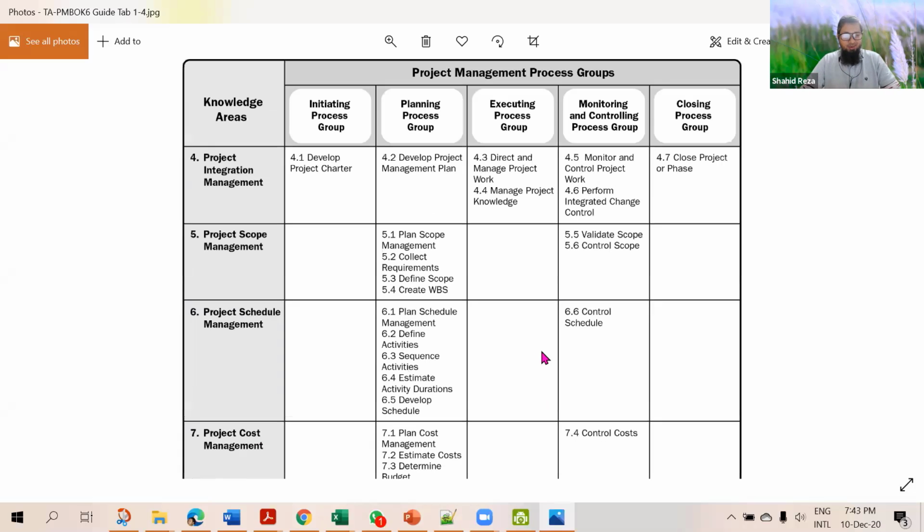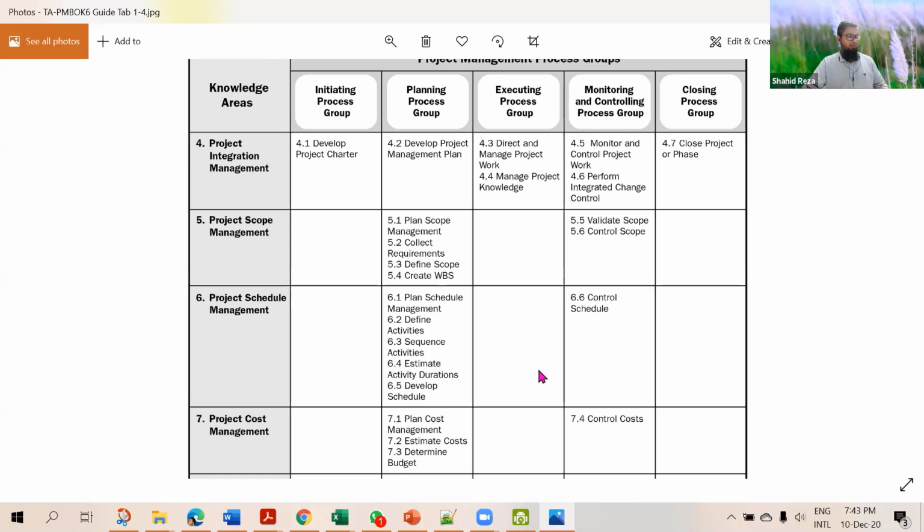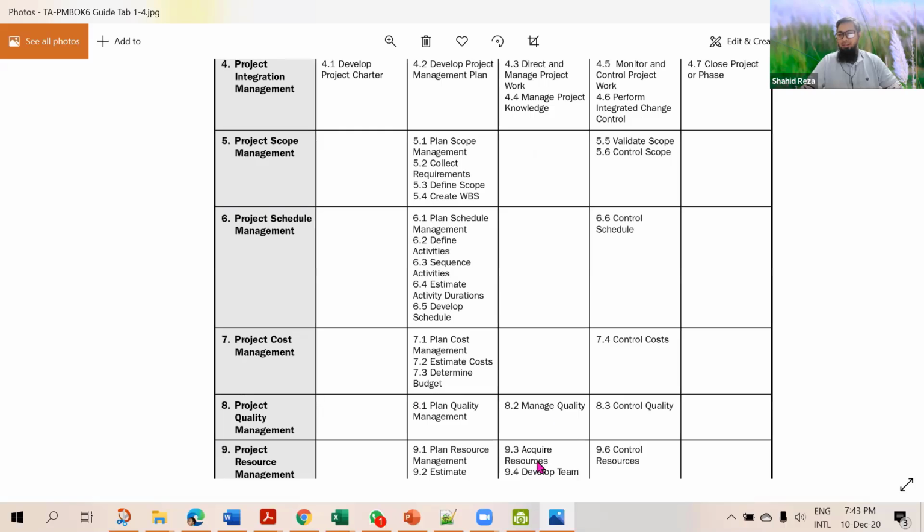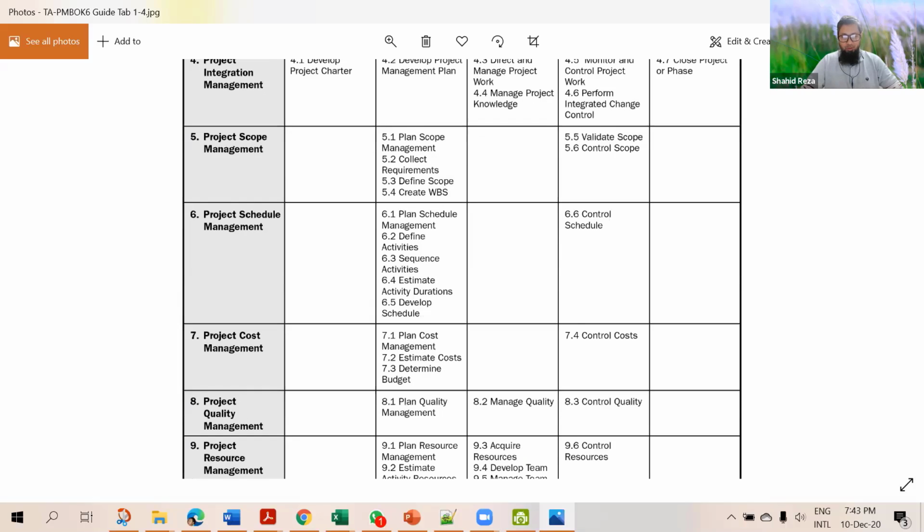So this is the core of PMBOK, and there are 49 processes. And today we will start chapter number 7. If you can see, there are actually only 4 processes, right?